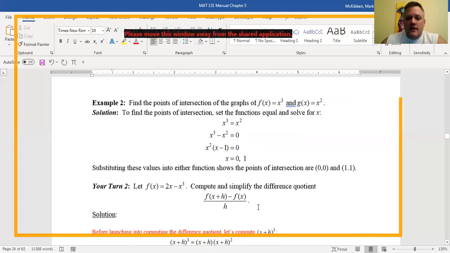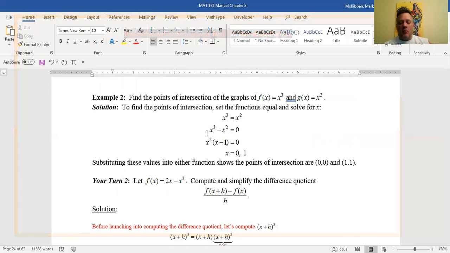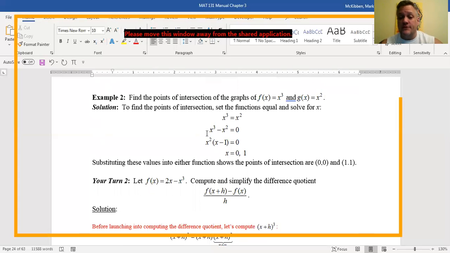All right. Example 2 and your turn 2 are just more of the same of what we've seen before, but now applying them to a broader class of functions. Before, we mentioned that you'll want to find intersections of functions, especially in Calc 2 when you try to find areas of curves. And so we want to get used to doing that.